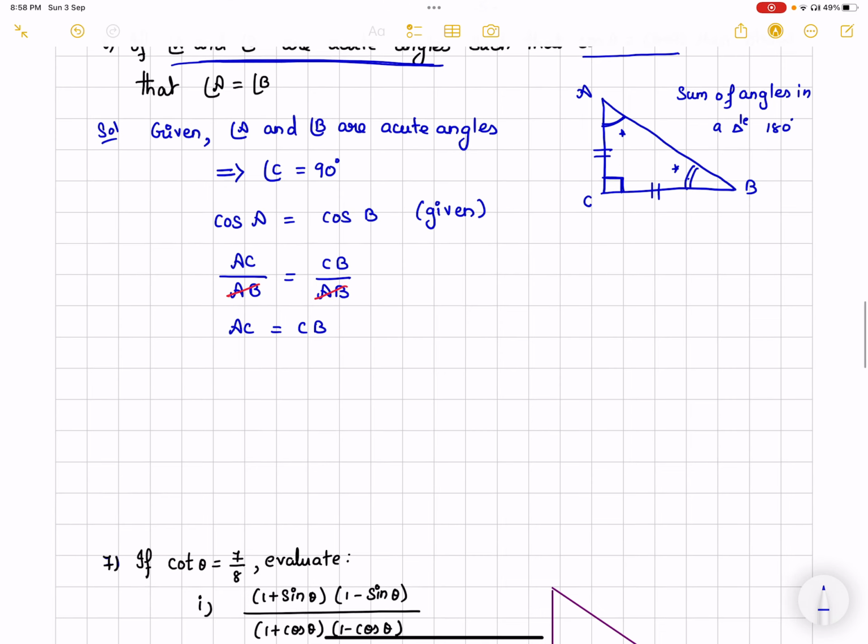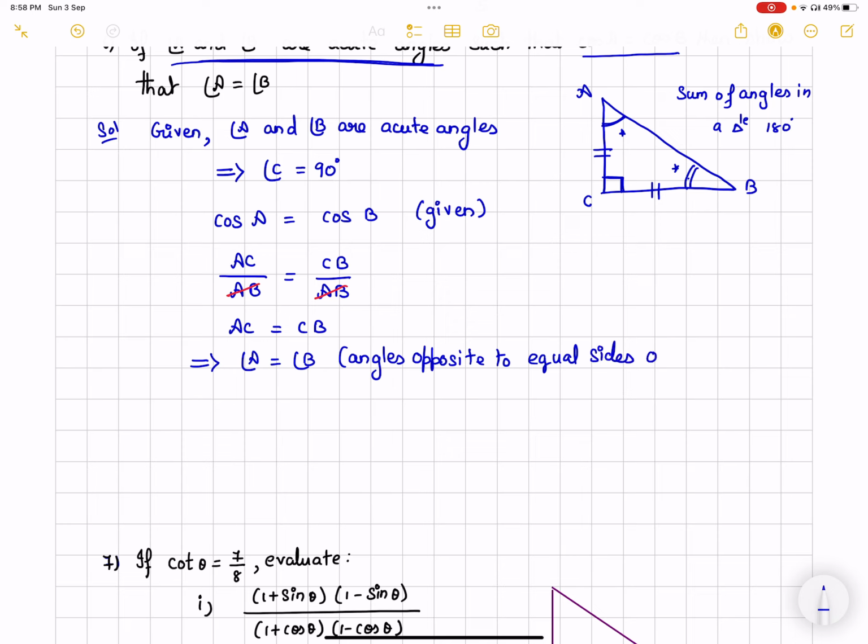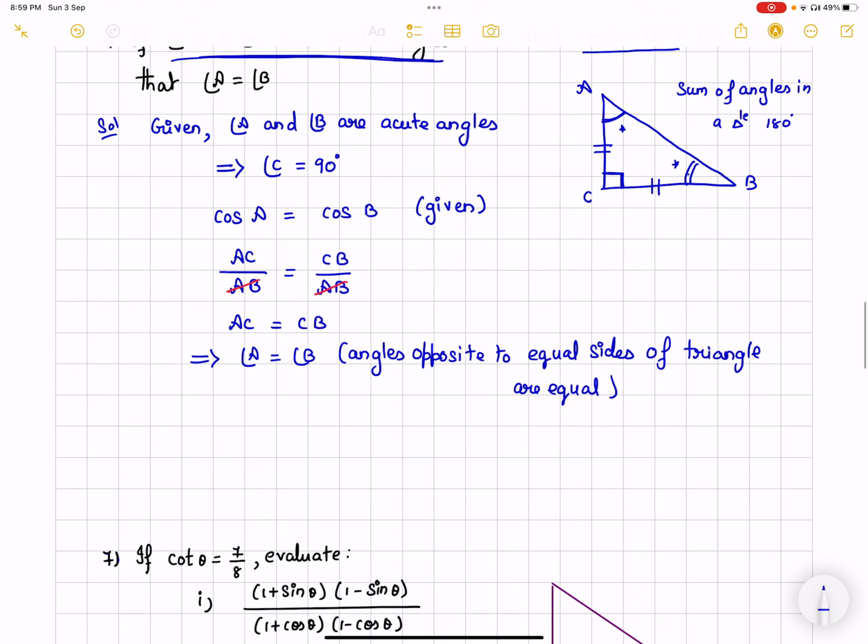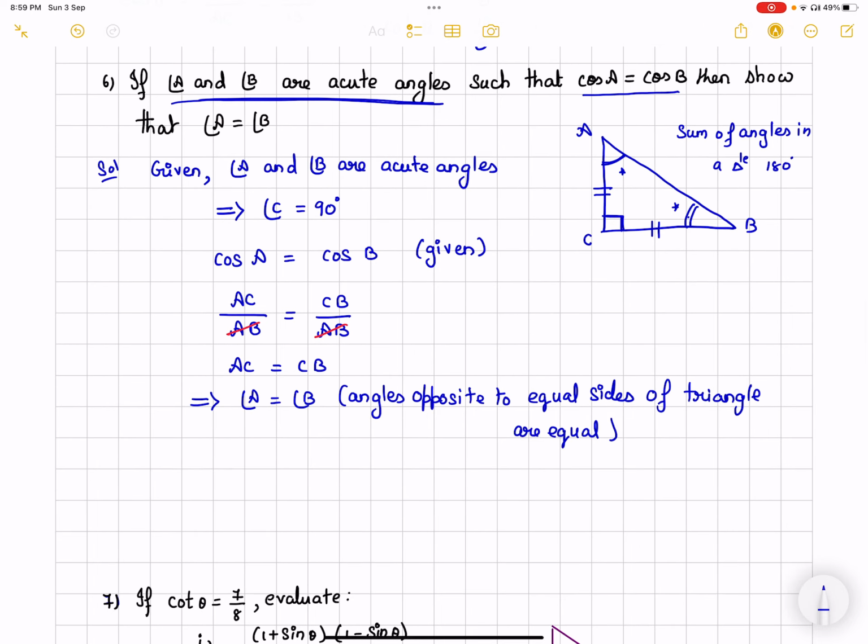So based on that, we would be writing: this implies that angle A is equal to angle B, because angles opposite to equal sides of a triangle are equal. That's it. We have proved it. That is what they asked us to show.